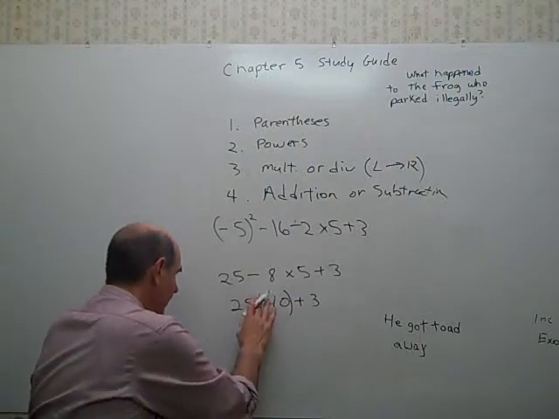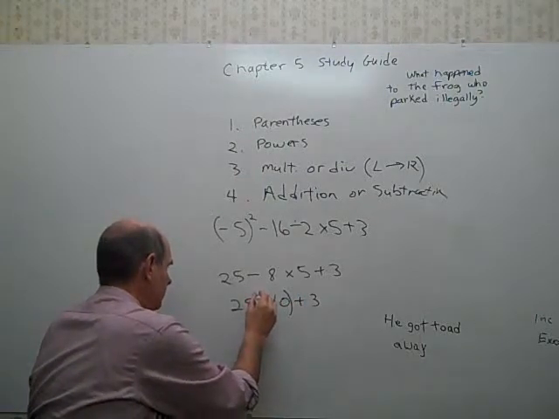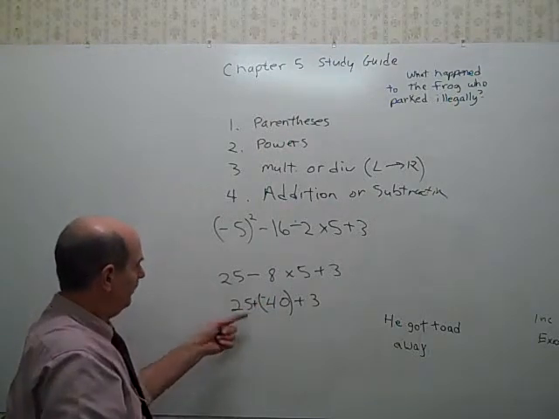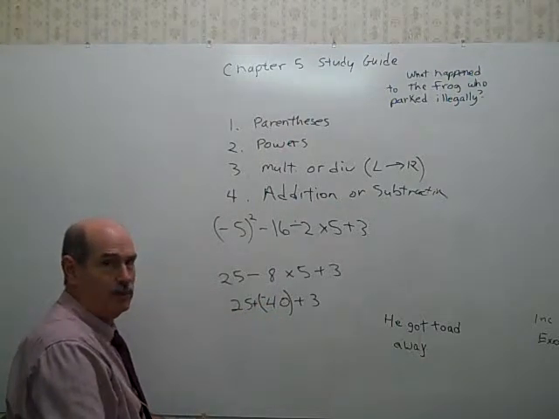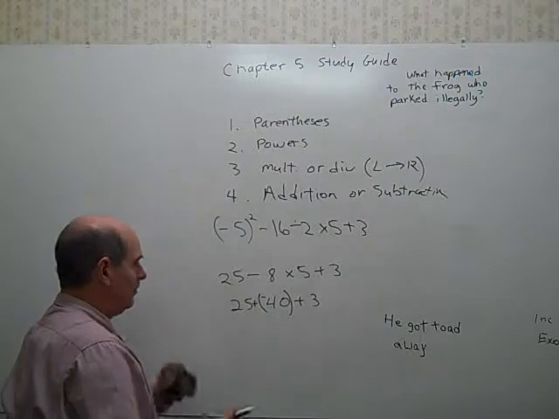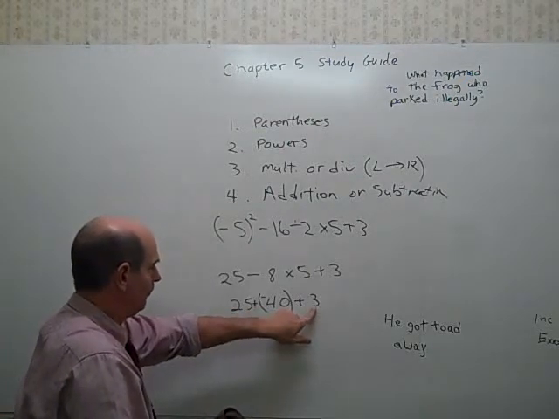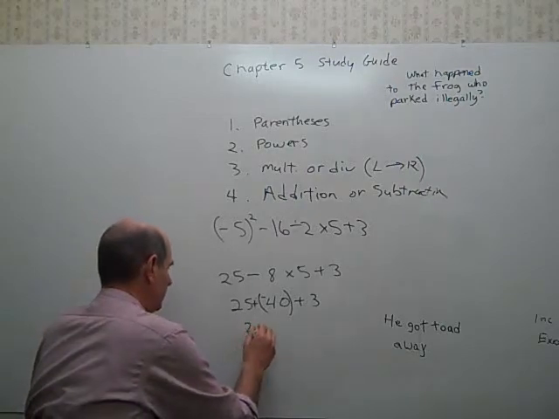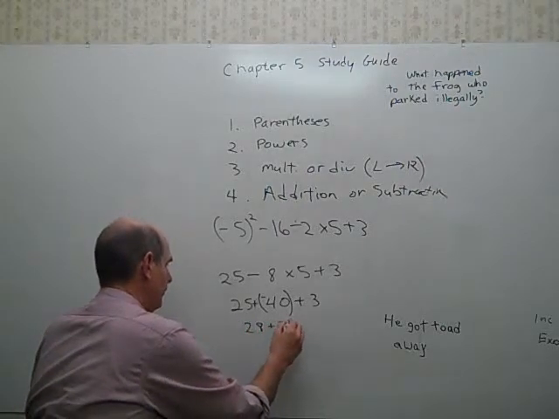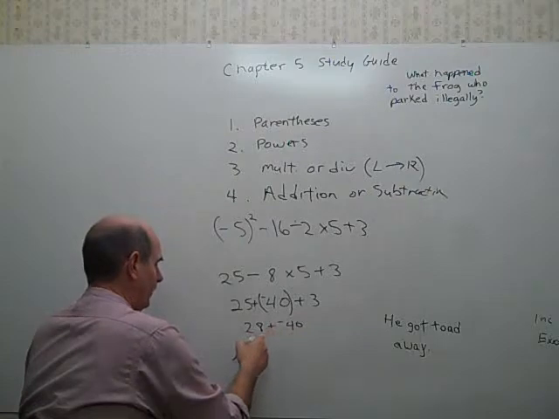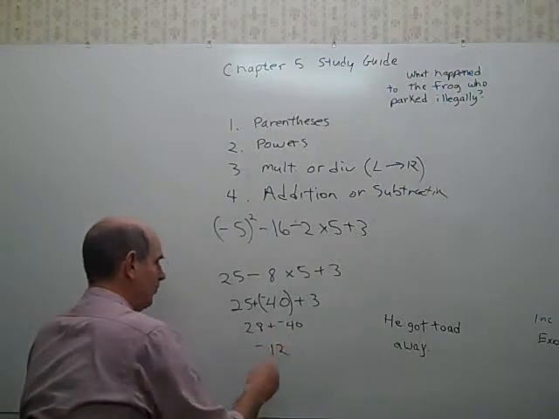I like the way that runs together. Now, because everything is addition, I can use the commutative property and change the order of these 3 add-ins. And I can do 25 plus 3 first, which is 28, plus negative 40. 40 negatives and 28 positives, the result is 12 negatives.